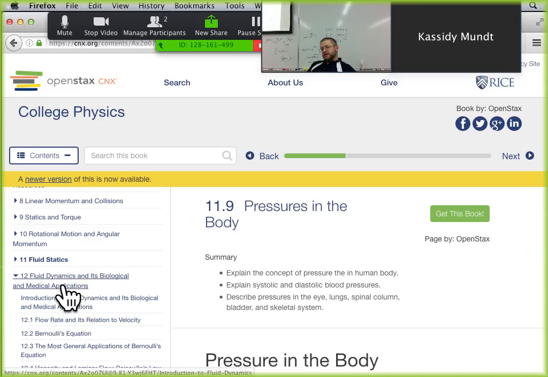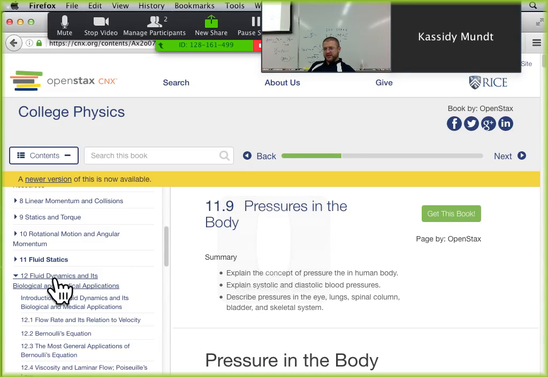But you believe your physiology teacher when he teaches you things like that. Don't believe your physics teacher. The mouse disconnected for a second, and it's disconnected again. What's going on?